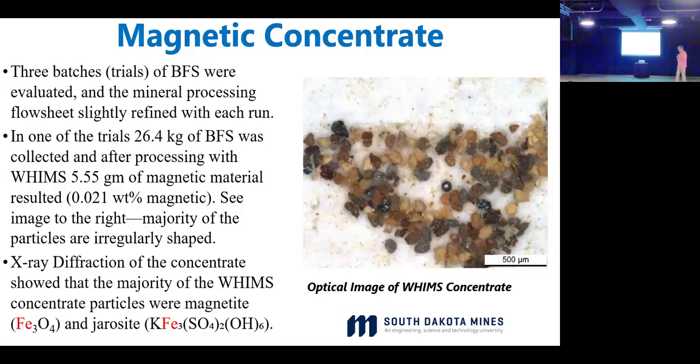So it was a lot of work, not by me, but by the student Austin. For example, in one of the trials he started with 226.4 kilograms of shale, and after processing, got it down to 5.5 grams of material. So it was 0.021% magnetic. We got rid of all the non-magnetic stuff by this processing. And then he would take the magnetic and start looking under the optical microscope at the particles.